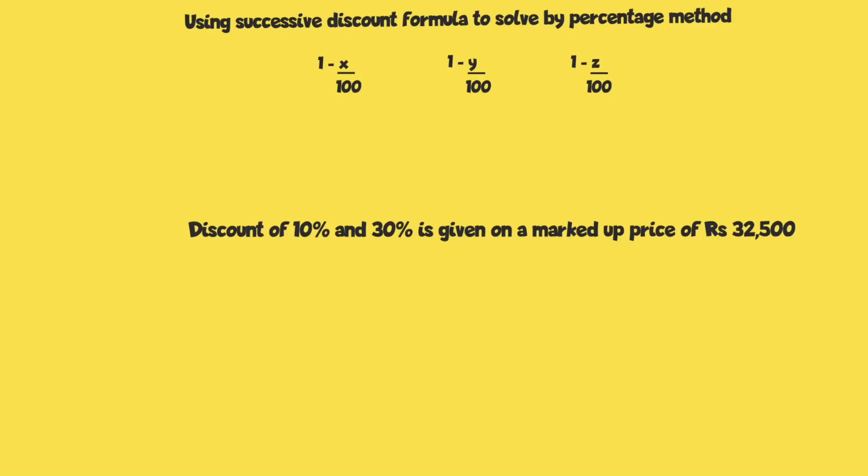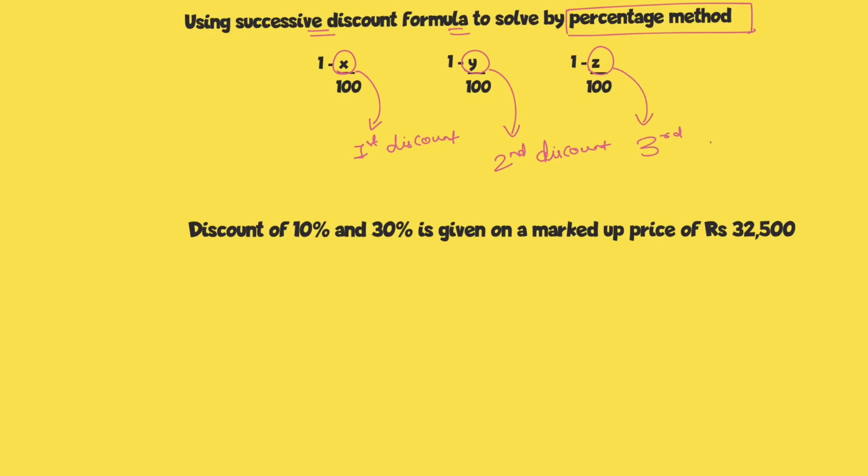Now let us see a formula method to find out problems related to successive discounts. As I told you, there are many methods. First we started with the normal percentage method, but now we start with the formula method. If X, Y, Z are the successive discounts, where X is the first discount that is given on the mark price, Y is the second discount that is being given on the mark price, and Z will be the third discount that is given on the mark price.